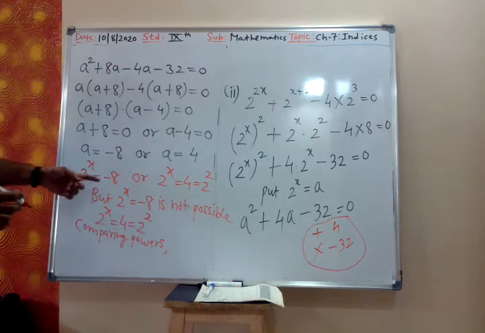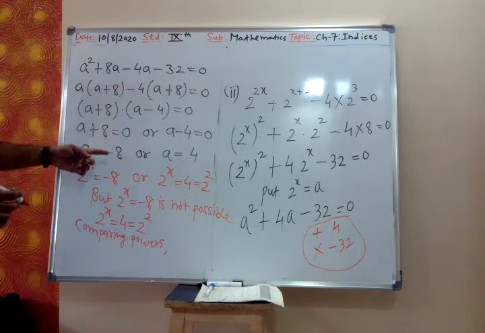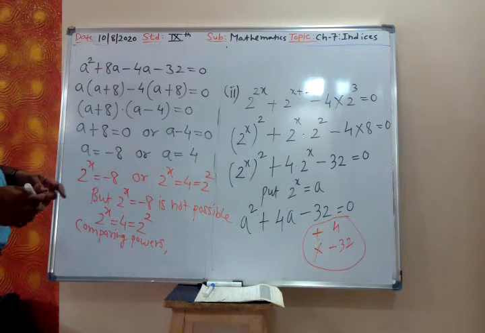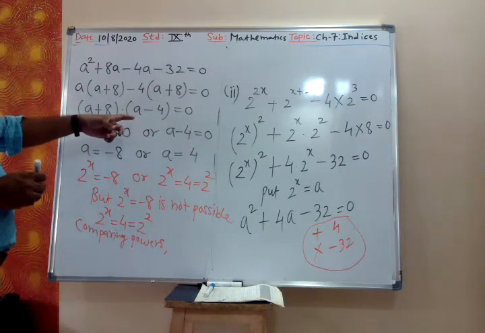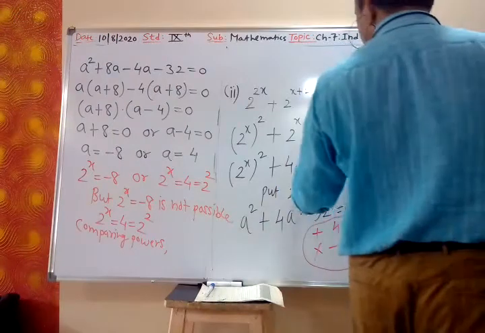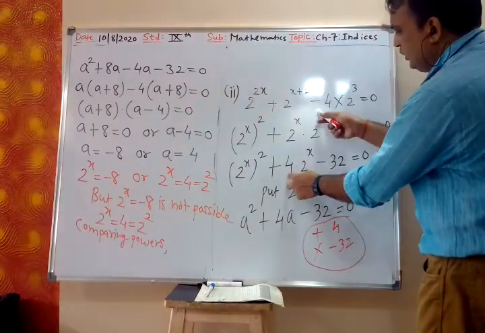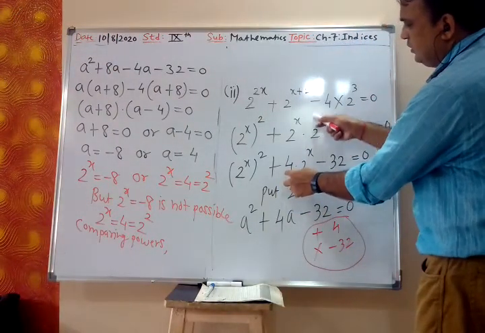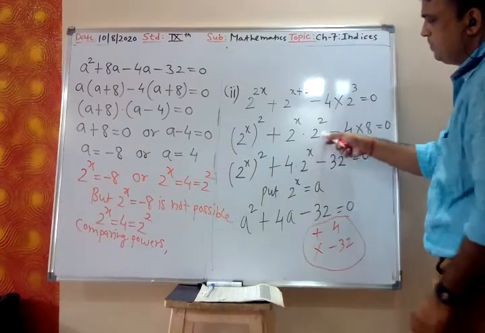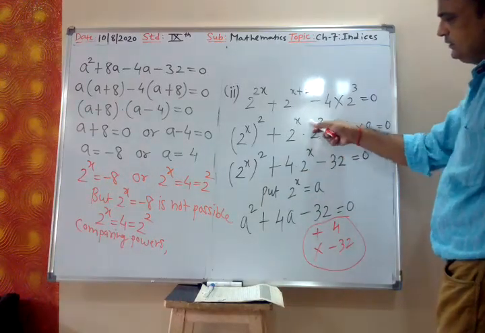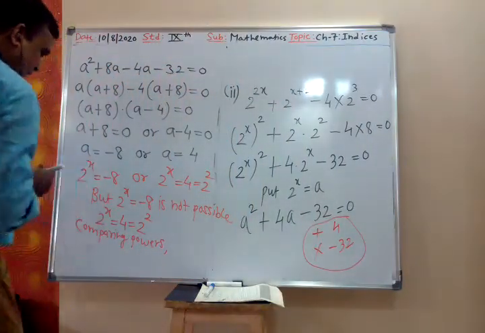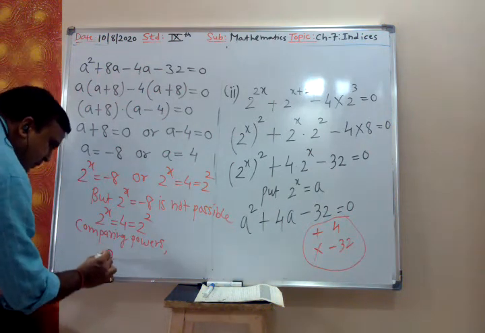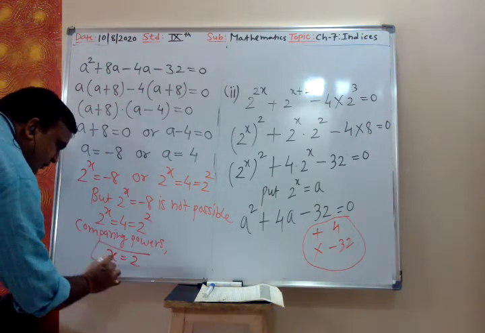Right side. 4 into 2x, where I have written 4 into 2x? This one. Now this 2 raised to 2 is 4, no? 2 raised to 2 is 4. Yes? Let me explain. So comparing power, you will get x is equal to 2.